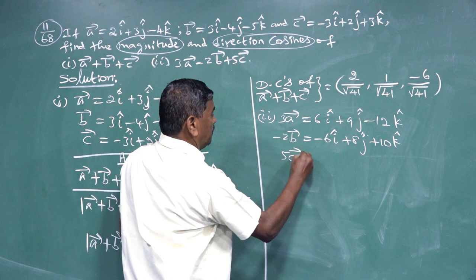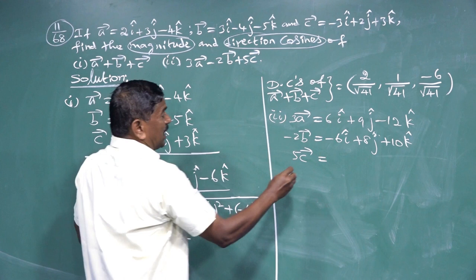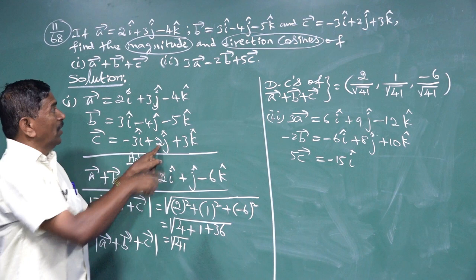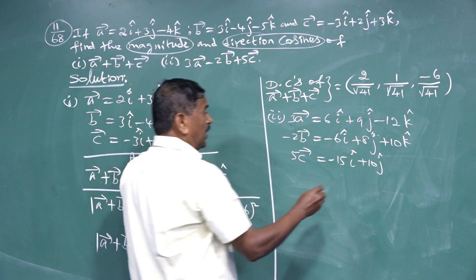Now I want to find 5c vector. The c vector is given, but I need 5c vector, so that is the fifth table. Okay, start. 5 3s are 15, so plus into minus, minus 15 i cap. Next, fifth table, 2 5s are 10, so plus 10 j cap. Next, fifth table, 5 3s are 15, plus 15 k cap.